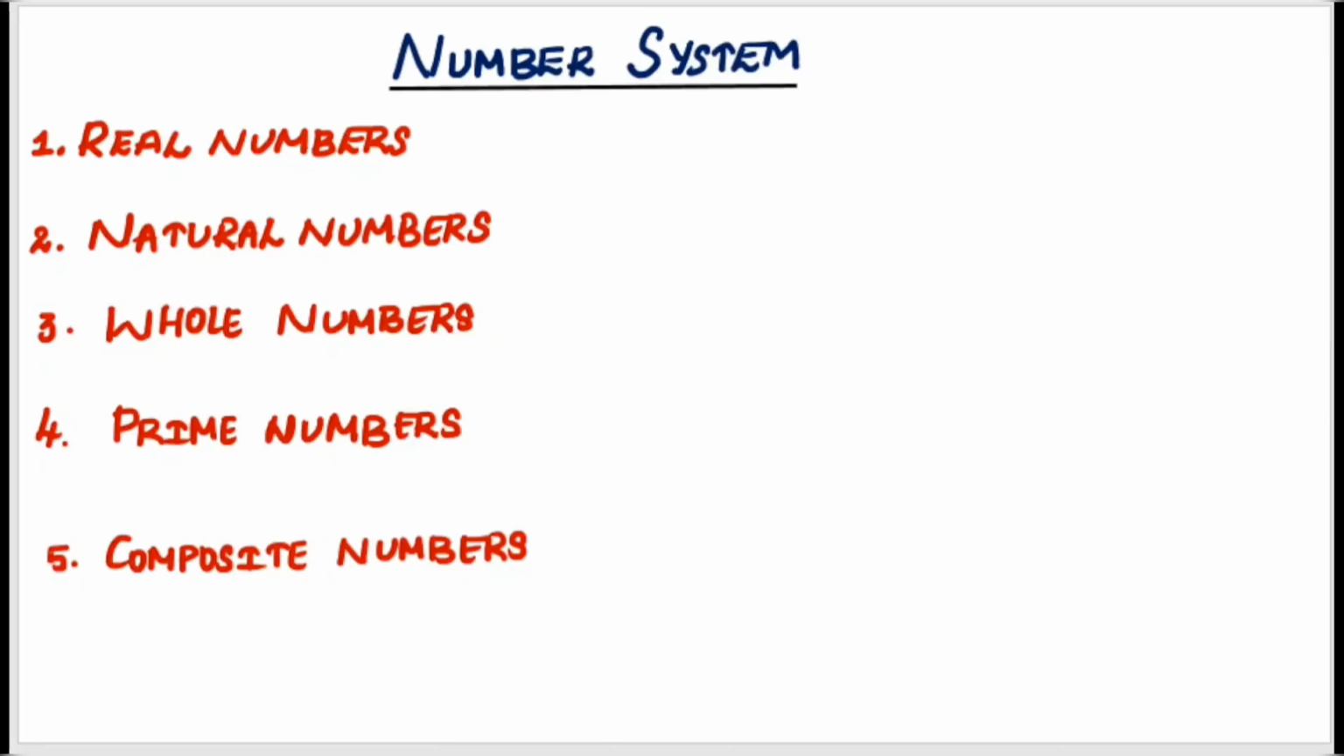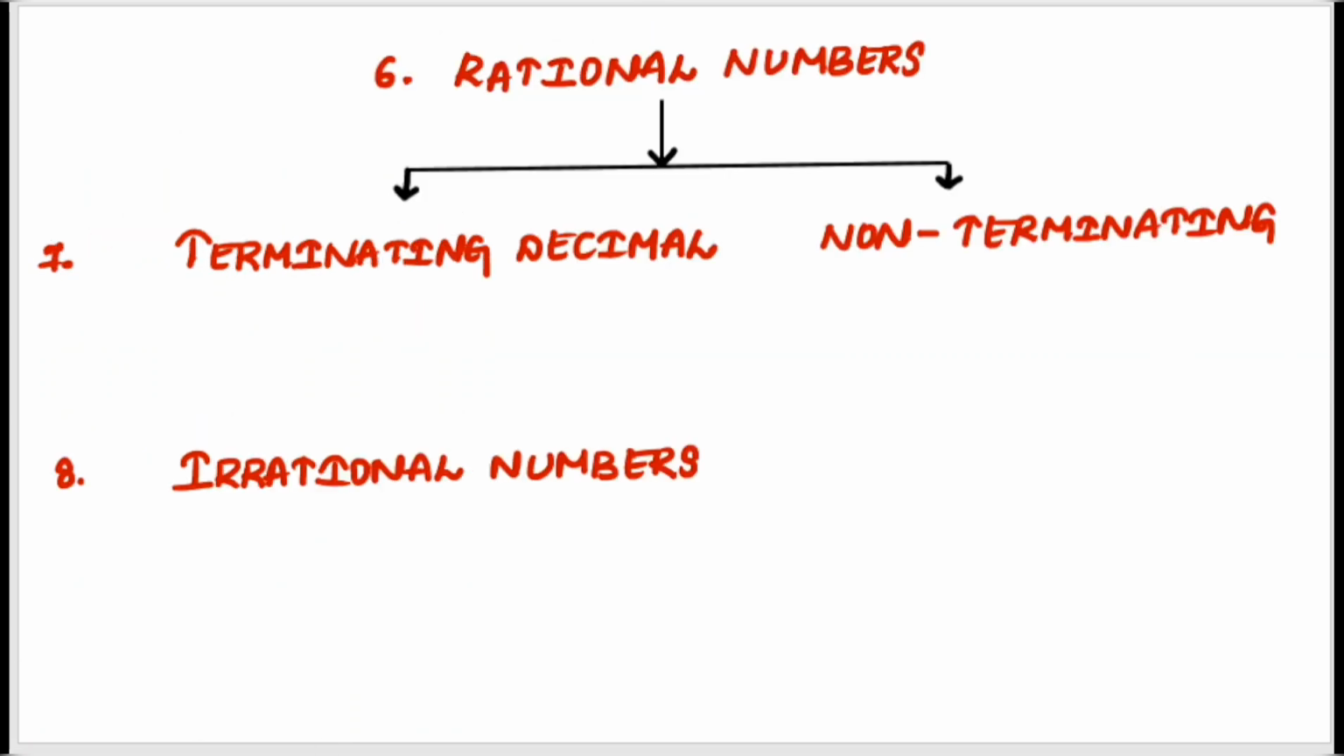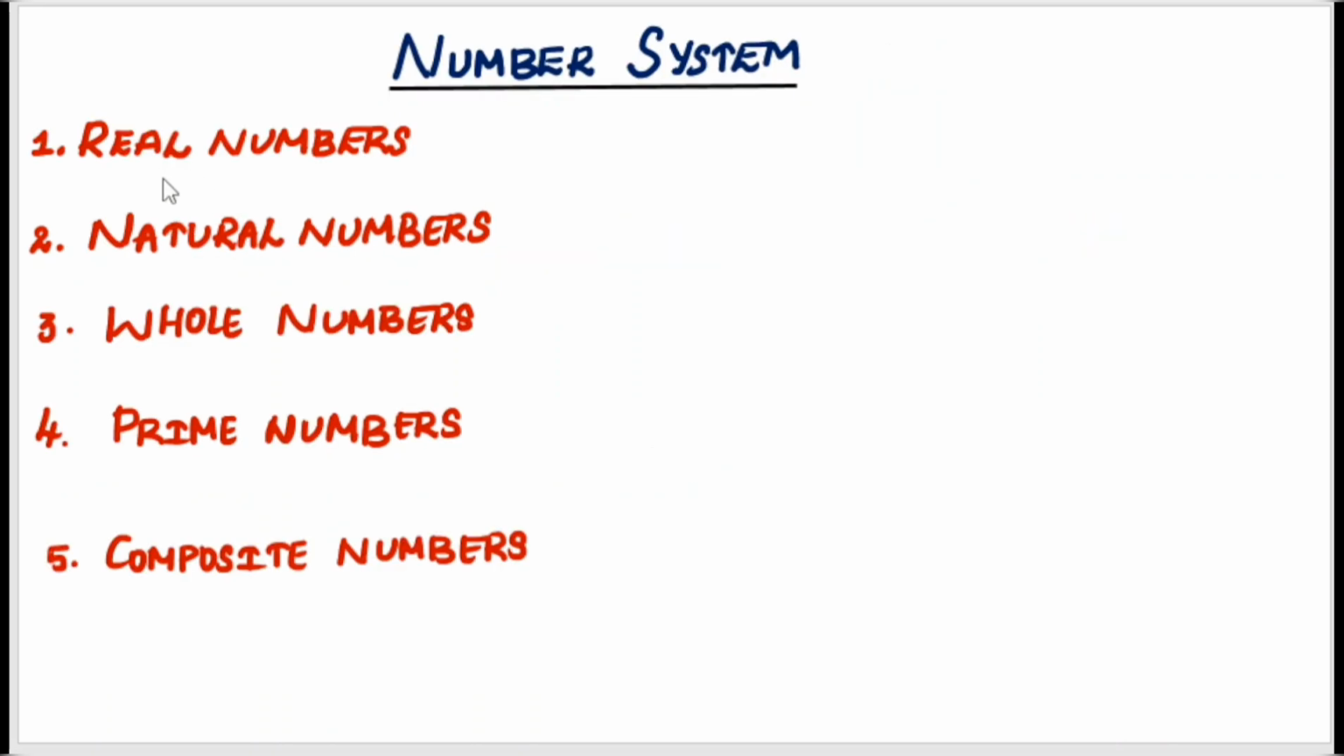In today's video, I am going to explain about number system. Now, under number system, we have real numbers, natural numbers, whole numbers, prime numbers, composite numbers, and also we have rational numbers. Under rational numbers, we have two types, that is terminating decimal and non-terminating decimal, and irrational numbers. Let us solve one by one.